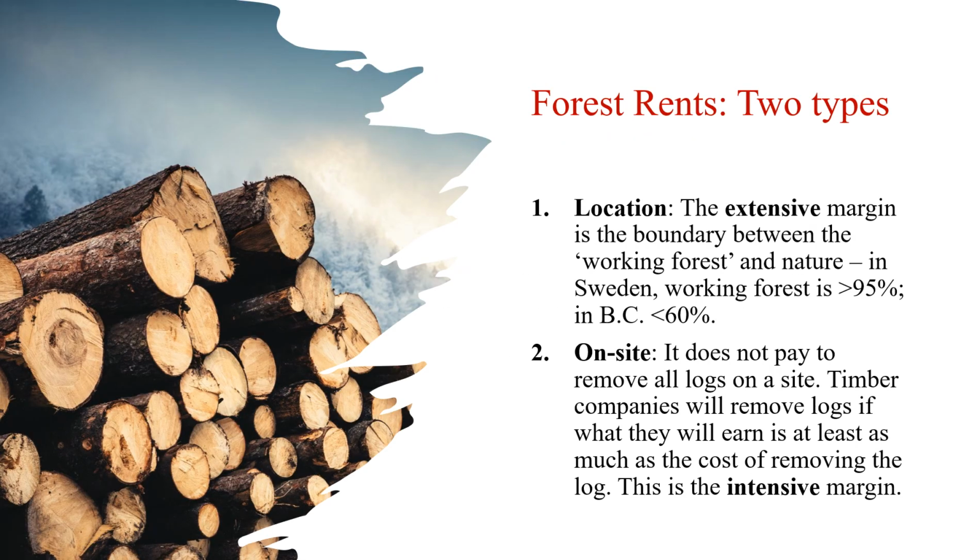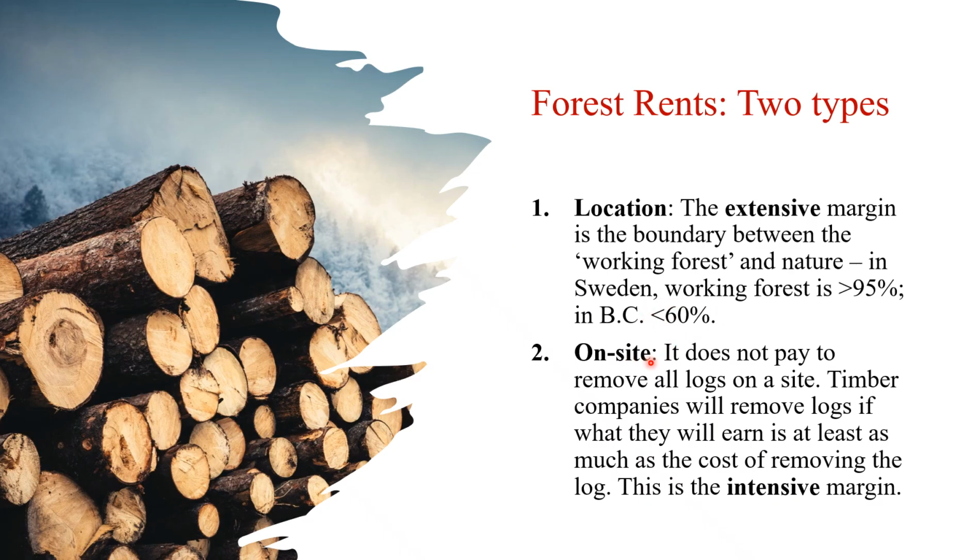So there are two types of forest rents. We classify them according to whether they're at the extensive margin or at the intensive margin. The extensive margin occurs because of location. It's the boundary between the working forest and nature. So, for example, in Sweden, the working forest is about 95% of the entire forest, whereas in Canada, in British Columbia, it's less than 60%.